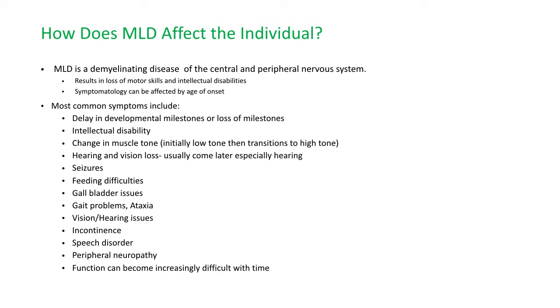Intellectual disability, change in muscle tone, initially low tone, also known as hypotonia, and then later high tone, which is hypertonia. Hearing and vision loss, seizures, feeding difficulties, gallbladder issues, gait problems, ataxia, incontinence, speech disorder, peripheral neuropathy, and remember, function can become increasingly difficult with time.